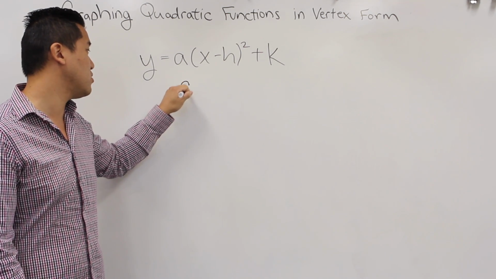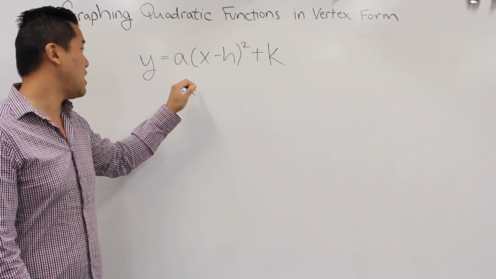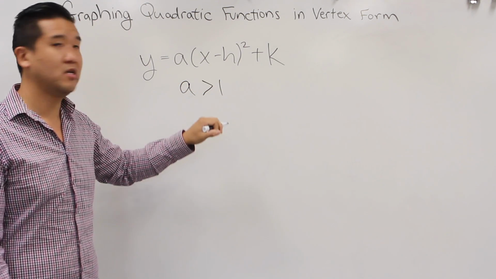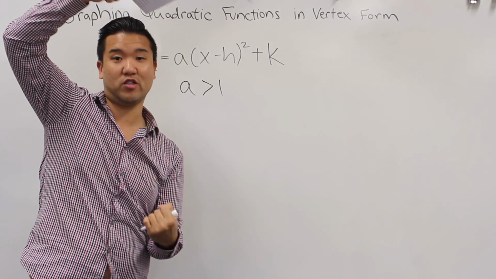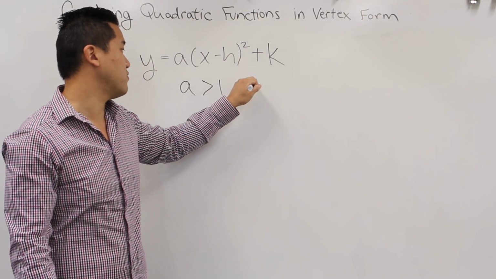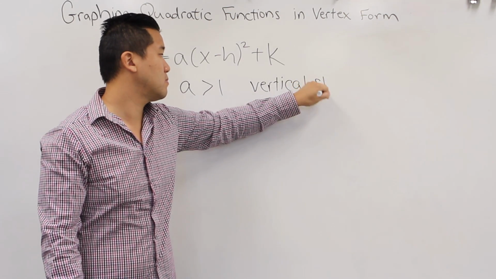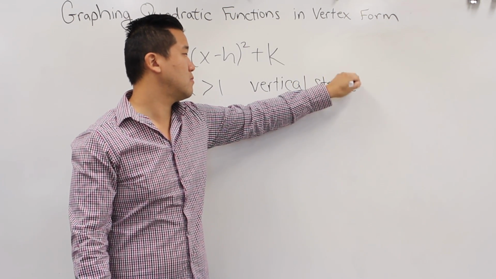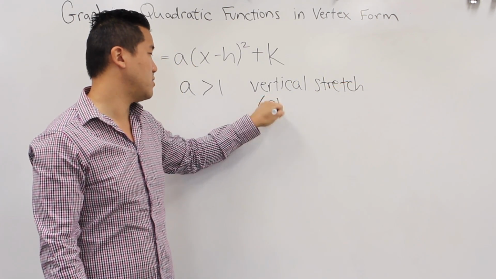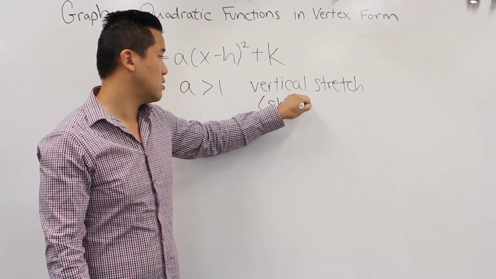So the a value, let's talk about the a value first. If the a value is greater than 1, your graph is going to vertically stretch. So it's going to be skinnier. So it's going to be a vertical stretch. So I'm going to say skinnier. So make sure you guys take notes on this.